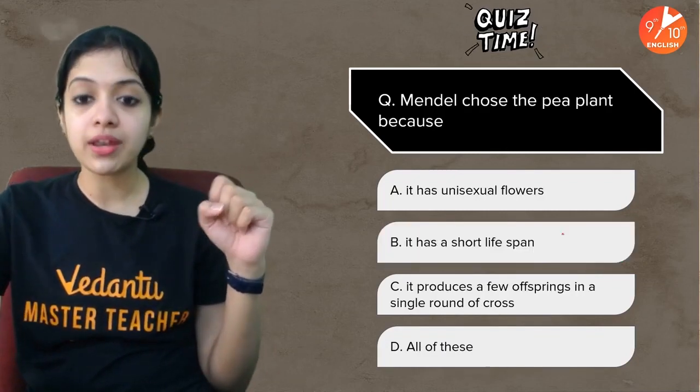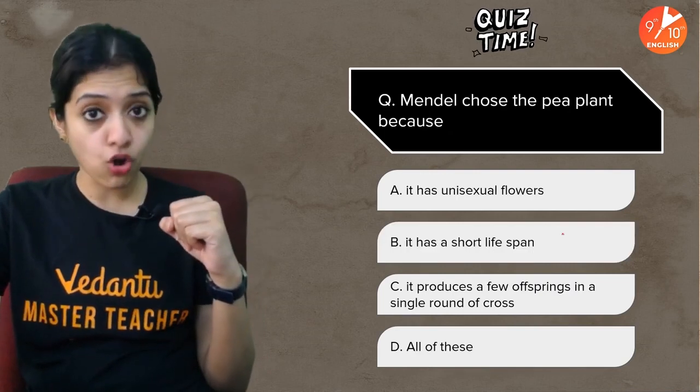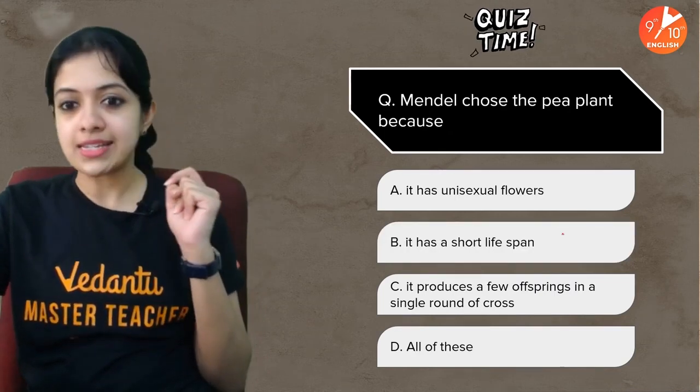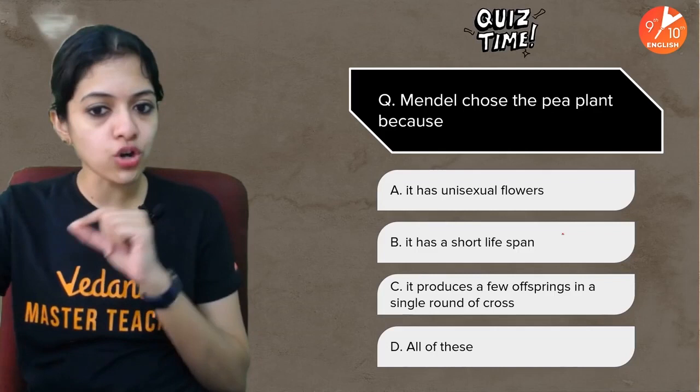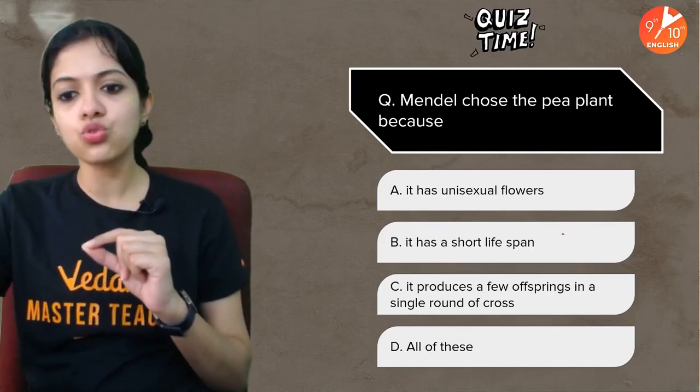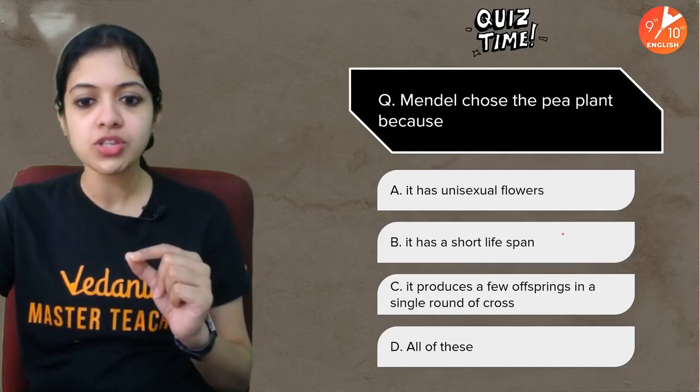Now coming to the next one. Mendel chose the pea plant because, think about it. It has unisexual flowers, it has a short lifespan, it produces a few offsprings in a single round of cross. All of these.